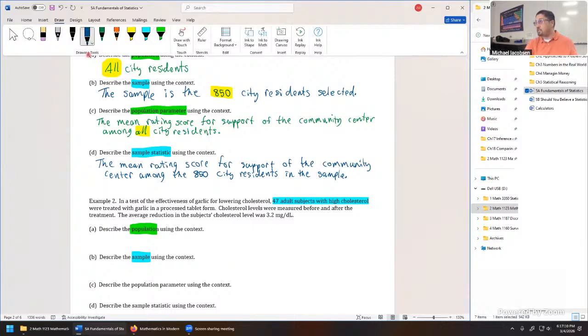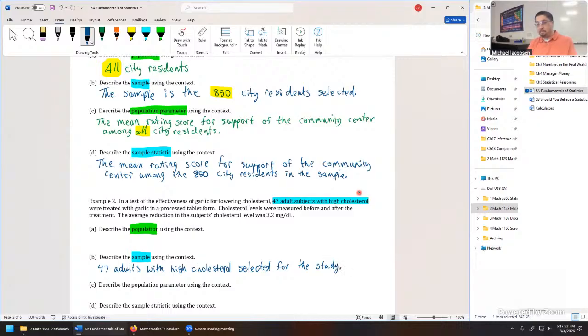Let's say here, the sample is 47 adults. We have to say a little bit more because the study isn't about any adults taking a garlic tablet. This reduction isn't relevant to everybody. These are people who specifically had high cholesterol, however the study defined that. So we need to say for a sample, 47 adults with high cholesterol selected for the study.